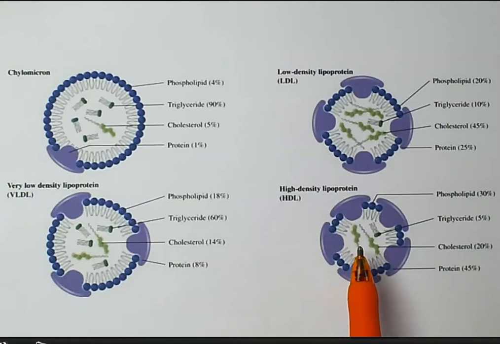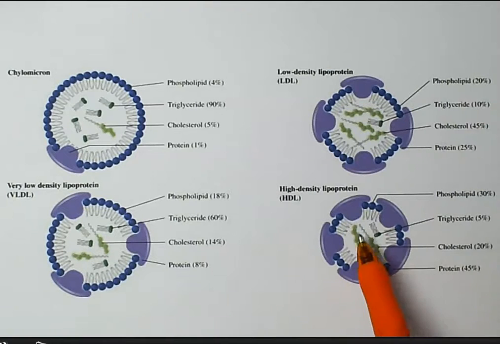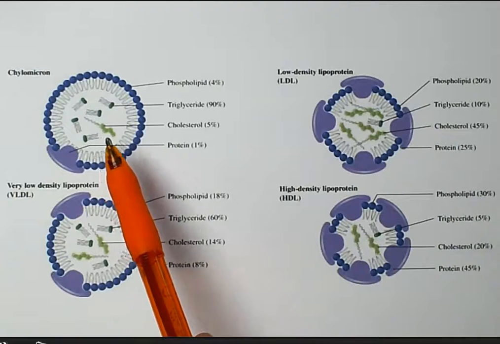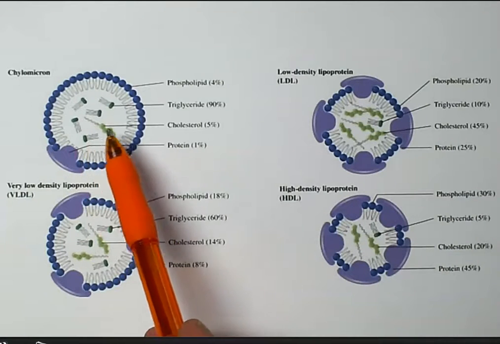The density of these can be up to about 1.2 grams per milliliter. Water has a density of 1 gram per milliliter. So these are more dense than water. The chylomicrons, on the other end of the spectrum, are less dense than water, in around the range of 0.9 grams per milliliter.